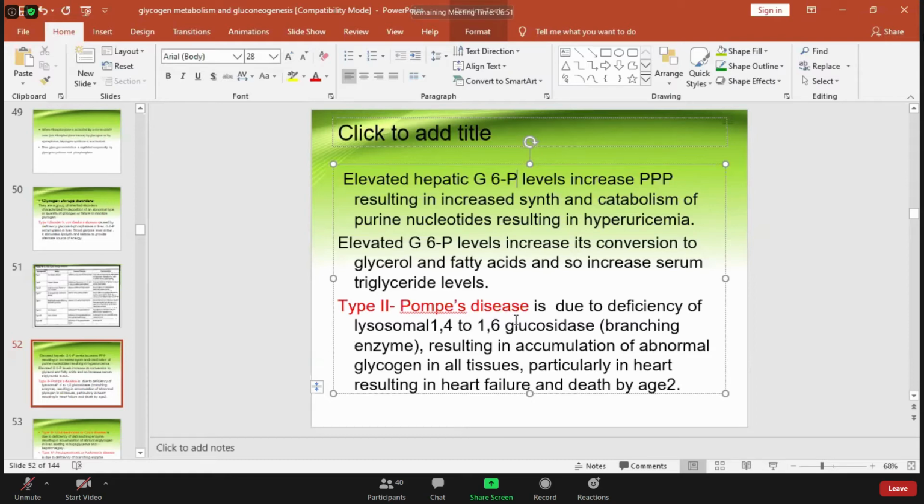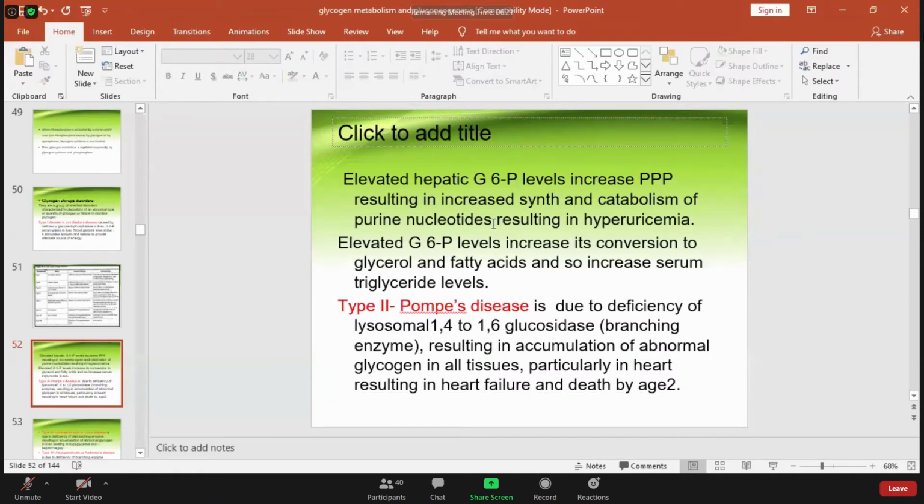Whereas type 2 or Pompe's disease is due to deficiency of lysosomal 1,4-1,6 glucosidase or branching enzyme. So here branching cannot take place. Glucose without much branching occupies much space in the cell, resulting in accumulation of abnormal glycogen in all tissues, particularly in heart, resulting in heart failure. So the glycogen molecule occupies the whole heart, expands it, resulting in heart failure and death. That's how this type 2 is fatal.